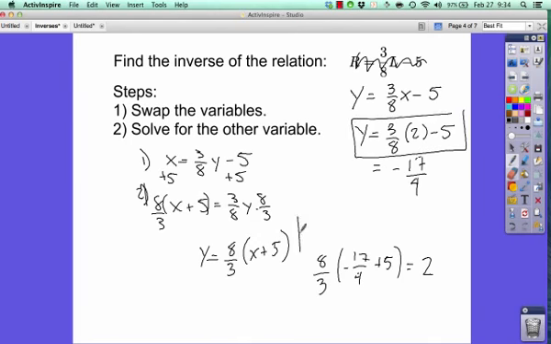So this function and this function are inverses of each other. If I were to plug anything in here and plug the output back in here, I'm going to get back what I started with. If I plug in anything in here and plug the output back into here, I get back what I started with. That's what this statement says here.